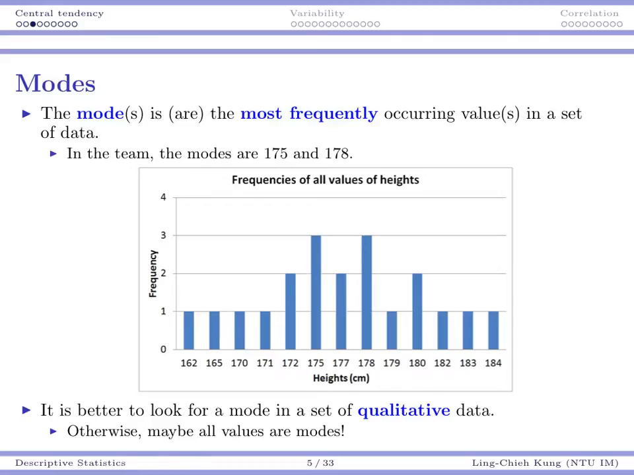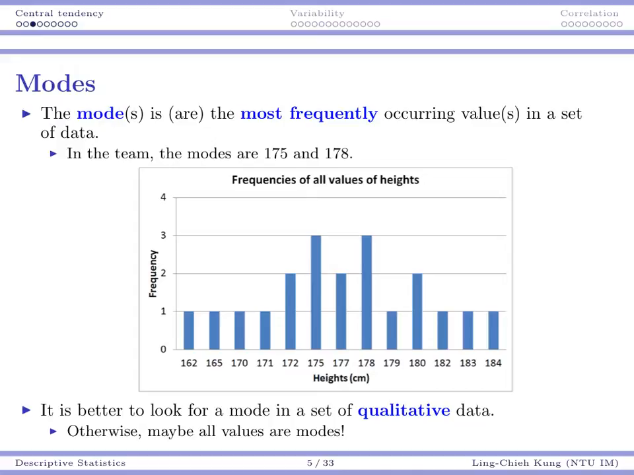Or in that particular example, if you do the counting one by one, you can see that there are three people whose height is 175 centimeters. And also there are three players whose heights are 178 centimeters. So that means in this particular data set, we have two modes. Okay, two modes. The frequencies are 3, and the modes are 175 and 178.